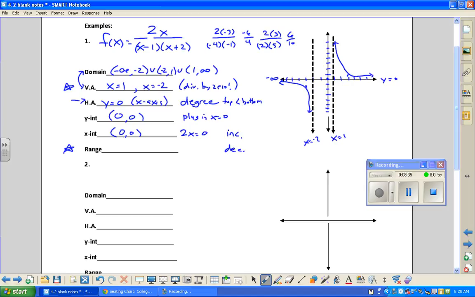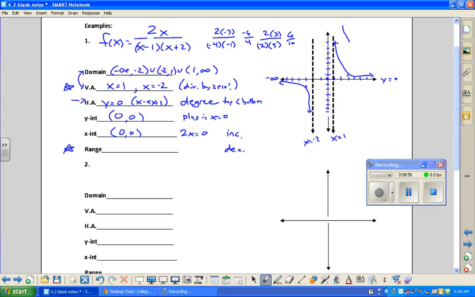Kind of like that 1 over x graph, right? But we still are missing which piece? You're still missing the middle piece. And because we have this intercept, we actually have several options. It could come down.